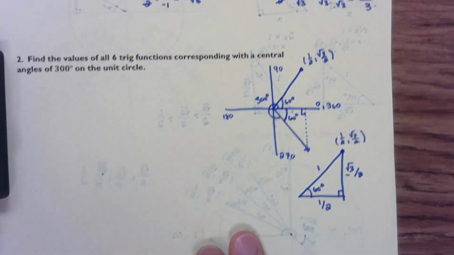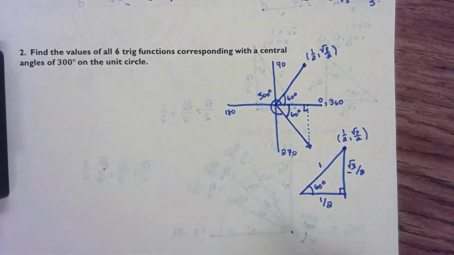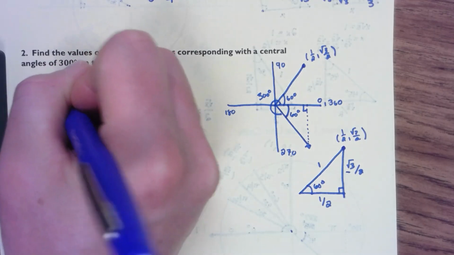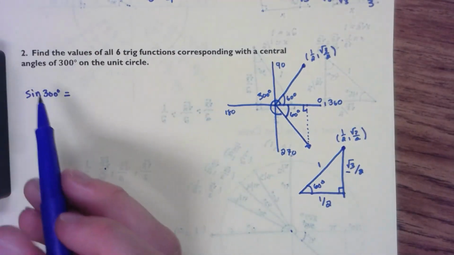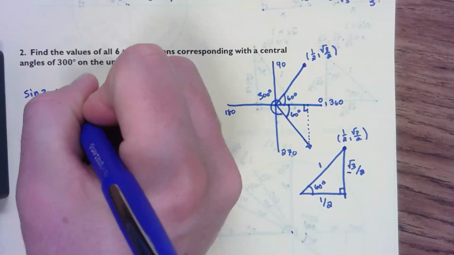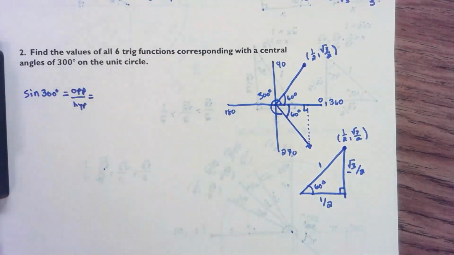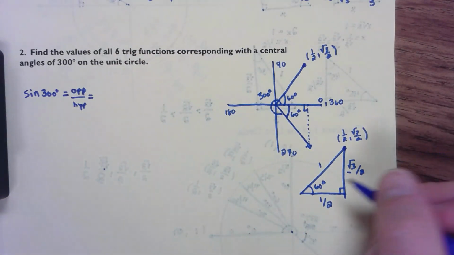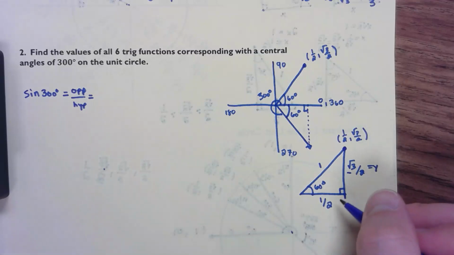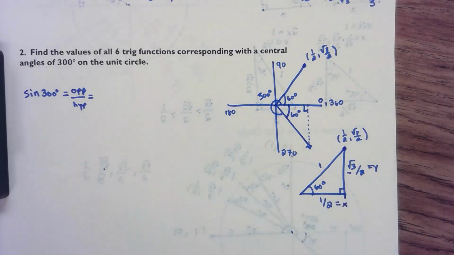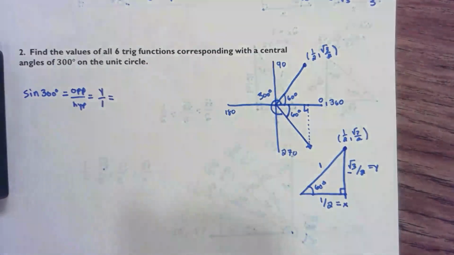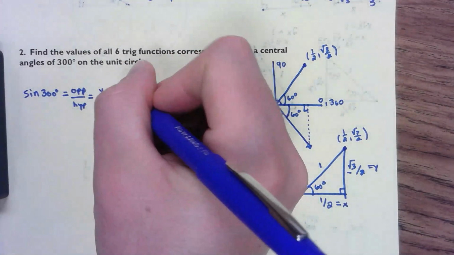And now, if I want to find all my trig functions at 300 degrees, I can use that triangle, which we generated by using reference angles. So sine of 300, I'm going to use the fact that sine is opposite over hypotenuse. But remember from our conversation from yesterday, the opposite side is equal to the y-coordinate on the unit circle. The adjacent side is x, and the hypotenuse is always 1. So this ends up being y over 1, which is just y. So it's just negative root 3 over 2.